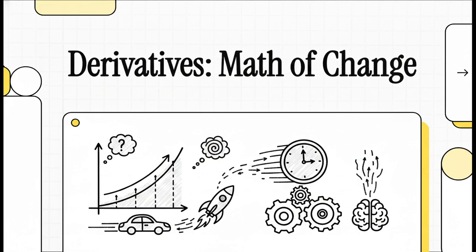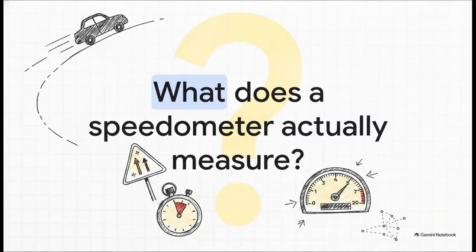Because at its core, a derivative is really just a language for describing change. It doesn't just tell us how much something changed, it tells us exactly how fast it's changing right now, in this very moment. Okay, let's dive into this by picturing an everyday object and a really specific problem.